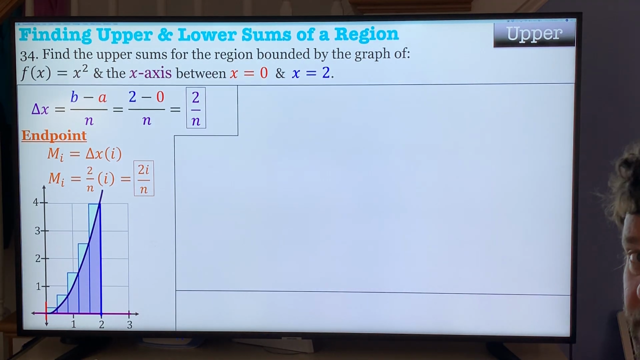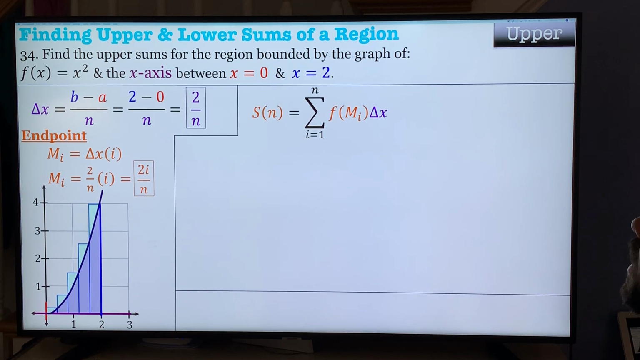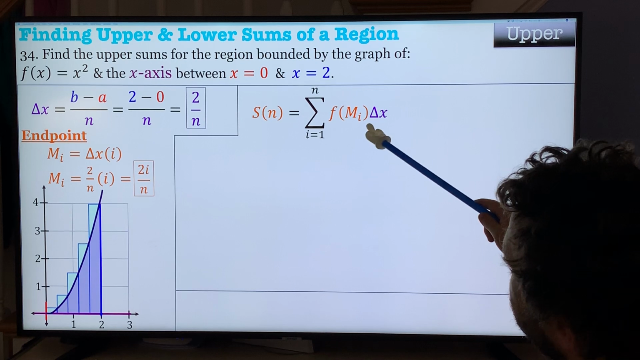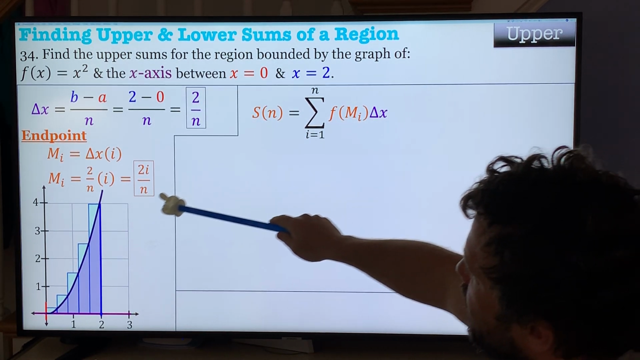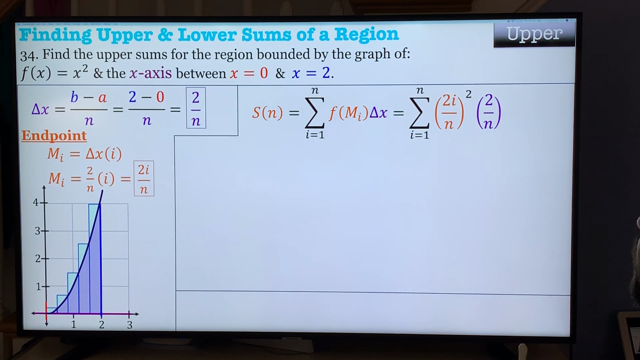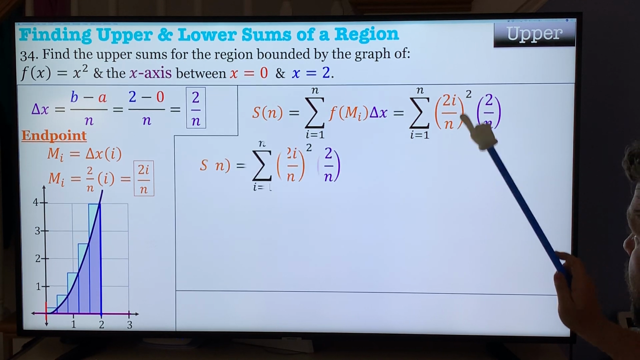That was easier, wasn't it? Less work. All right, so we're going to take our endpoint, and now we're going to use our upper limit sum, which is f big Mi. So when we use this, f big Mi, we're going to take our function, which is x squared, and plug 2i over n squared into it. Now this is why I like this one better. 2i squared is 4i squared over n squared.